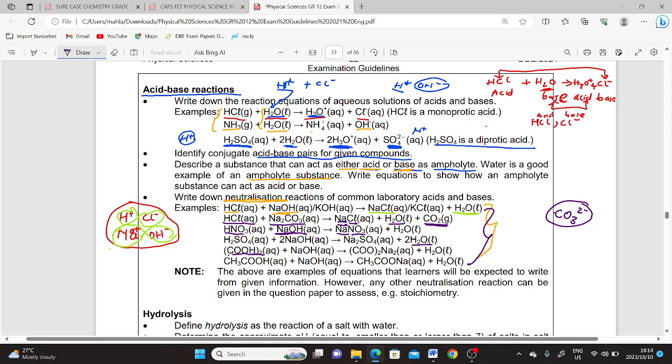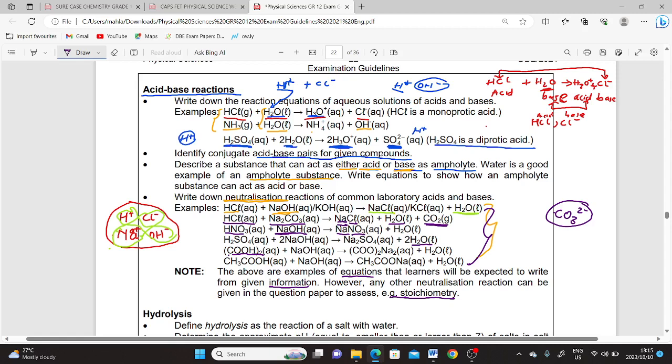The above are examples of equations that learners will be expected to write from given information. They say the above are examples of equations that the learners will be expected to write. However, any other neutralization reaction can be given in the question paper to assess the calculations. But mostly you must expect these ones, and there are others besides these, but if you understand these ones, then the other ones will not give a problem.